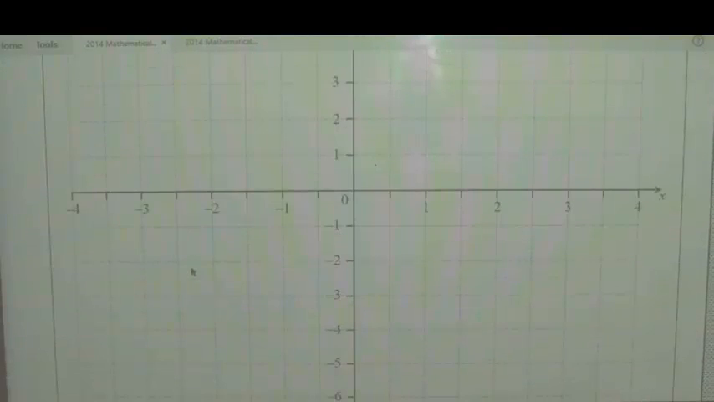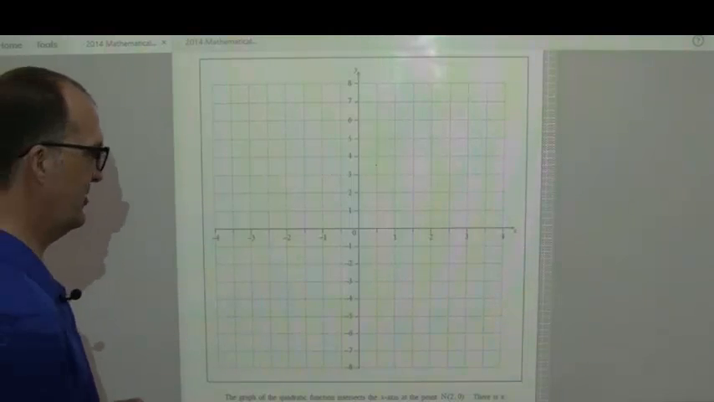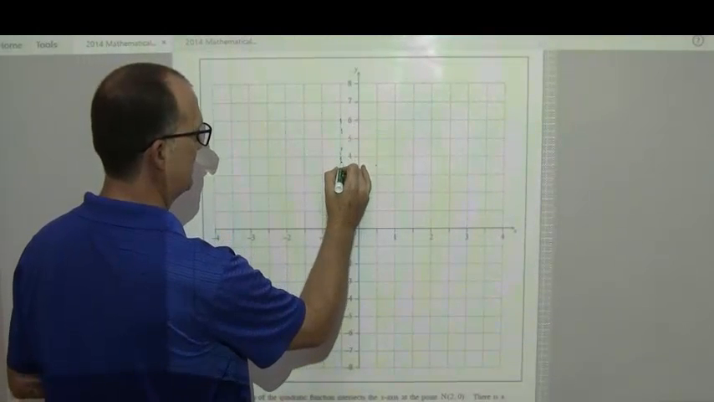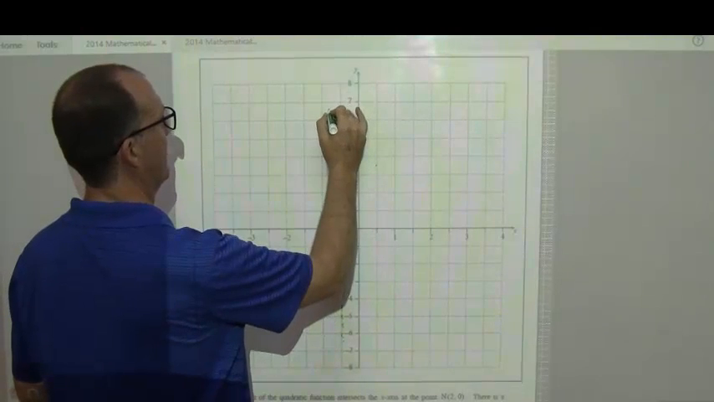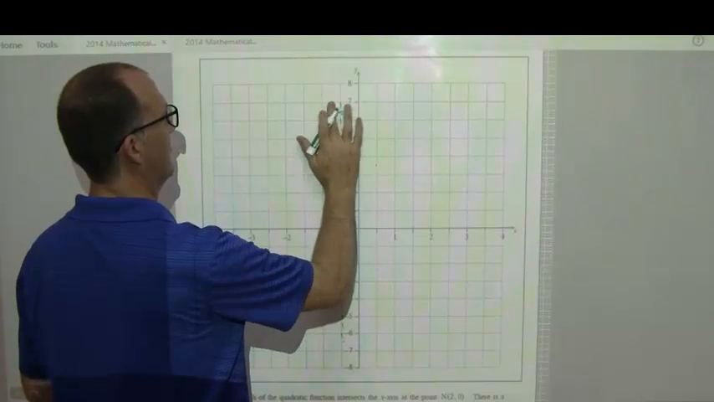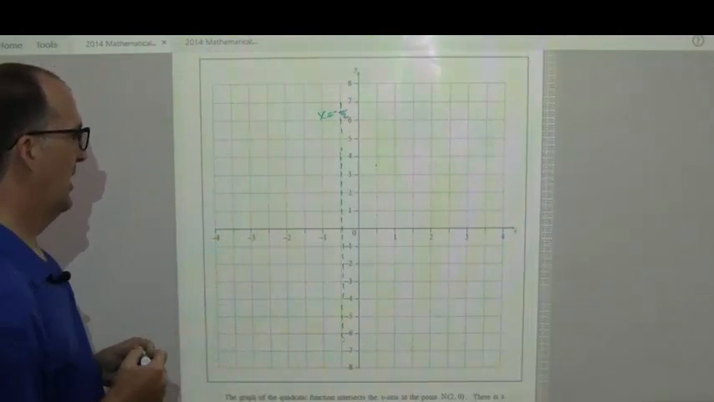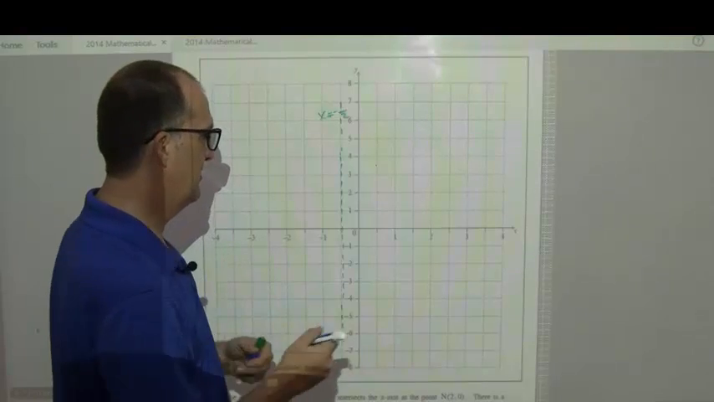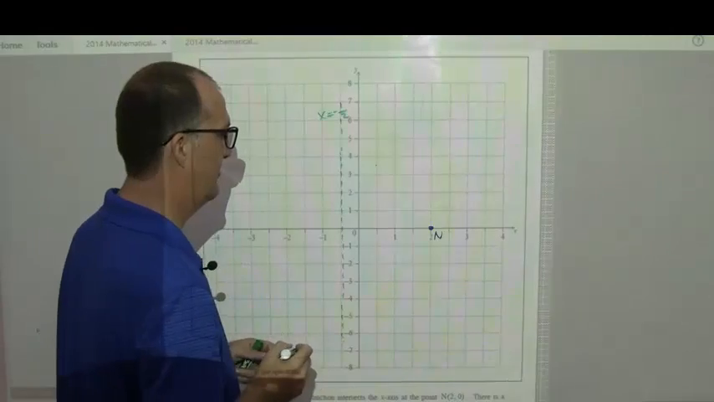on this graph. So first thing they told me was that the axis of symmetry is at -1/2, and they wanted me to draw that axis. So x equals -1/2. And then they had told me that there's a point n at (2, 0). So point n at (2, 0).